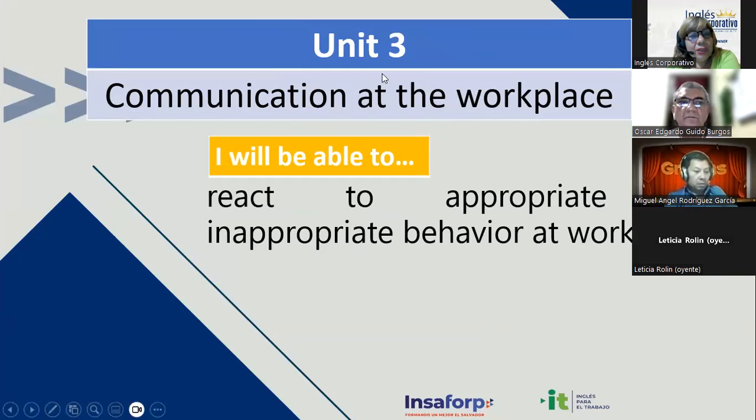Okay, we are in unit number 3, communication at the workplace. The objective is to react to appropriate and inappropriate behavior at work. Okay, what is behavior? Comportamiento, right? So, it can be an appropriate and inappropriate behavior at work. Something that you do correctly and something that you do incorrectly.